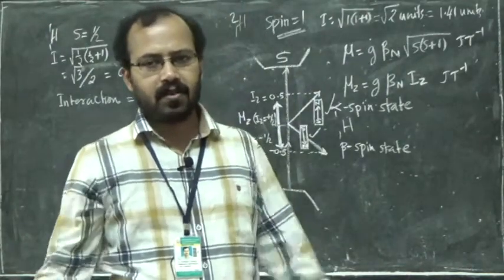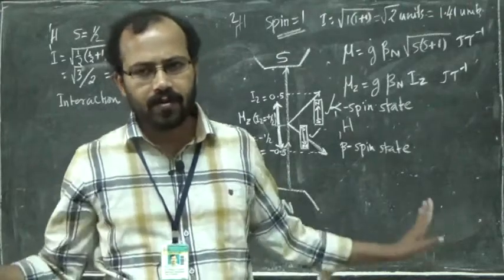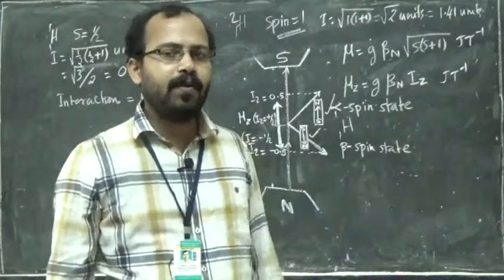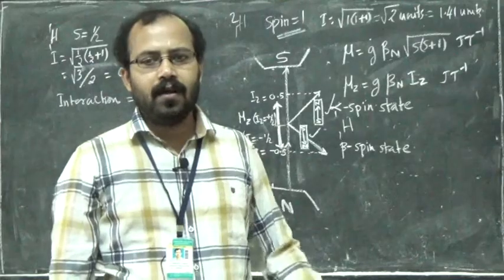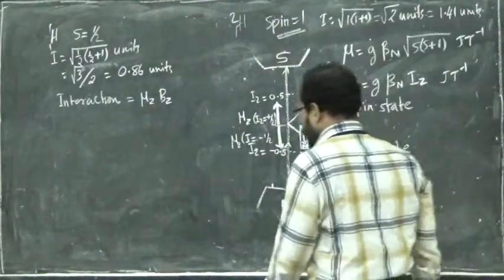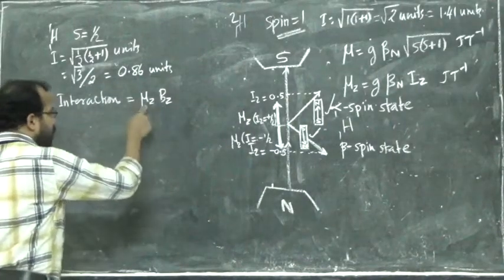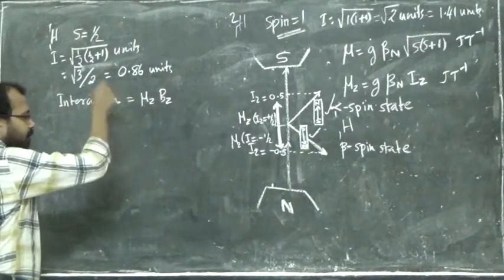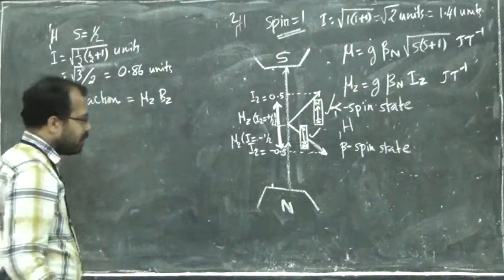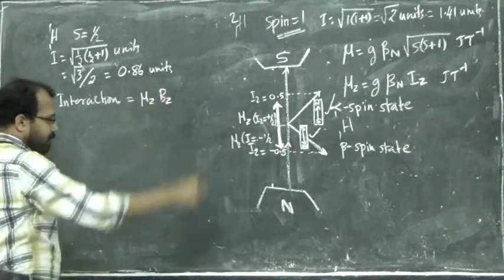And in certain textbooks you can see that the strength of the applied field is B0. It's totally fine, no problem. But for the moment here we are considering the external field as Bz. That will be easier for us. So Bz is the strength of the applied field, and mu Z is the component of the magnetic moment in the Z direction. In that case, the interaction is equal to mu Z into Bz. That is the interaction.